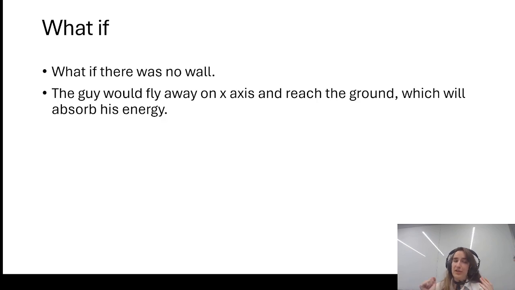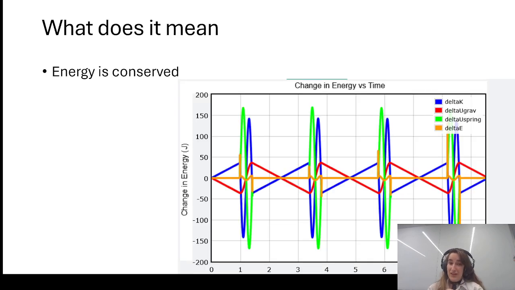So what if there was no wall? The guy would fly away along the x-axis and reach the ground, which takes up his energy. What does it mean? Energy is conserved.